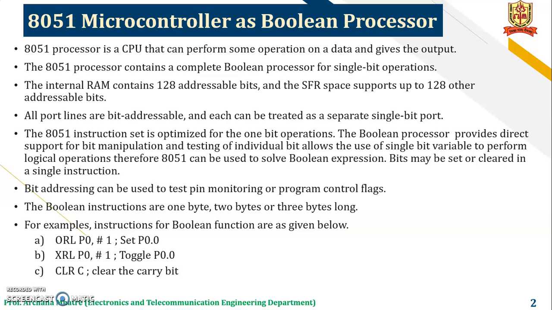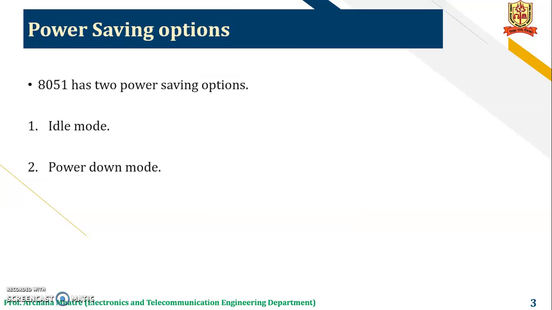Examples of instructions for Boolean functions are given below. First is ORL P0, #1, that is, set the P0.0 bit. Then XRL P0, #1 to toggle the P0.0 bit. Then CLR C, that is, clear the carry bit. So these are some examples of Boolean instructions.